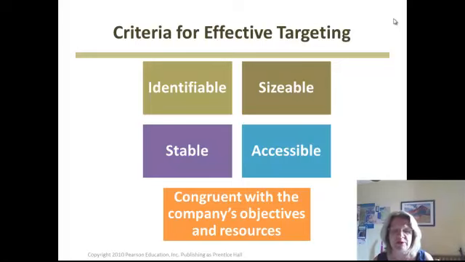A group of consumers must be accessible to be targeted, and the marketer must be able to reach that market in an affordable way. Finally, the target must be congruent with the company's objectives and resources. These are the 5 criteria for effective targeting. The segment must be identifiable, sizable, of appropriate size to be a target, stable, accessible, and congruent with the objectives of the company.